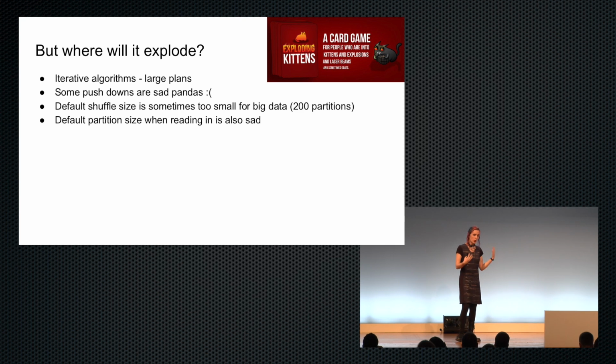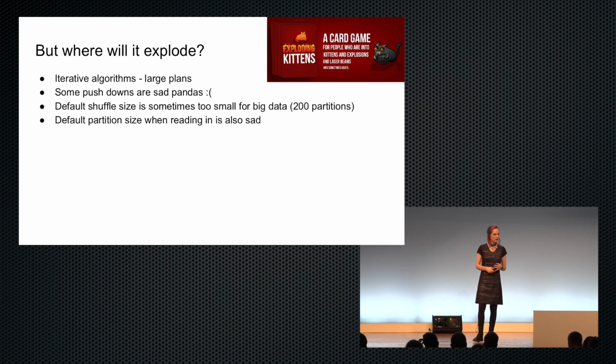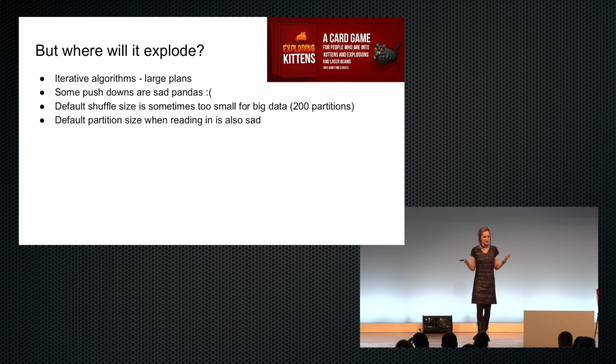Some pushdowns don't always work, and this is unfortunate. So while I said we don't have to think about it, occasionally we do have to think about which pushdowns we care about. And crazily enough, the default shuffle size is ridiculously small. It's 200 partitions, but it's OK. We can just bump that up. And if you're working in Spark, by now you've figured out that a lot of the default configuration values are not things for you. You want to be using something else.